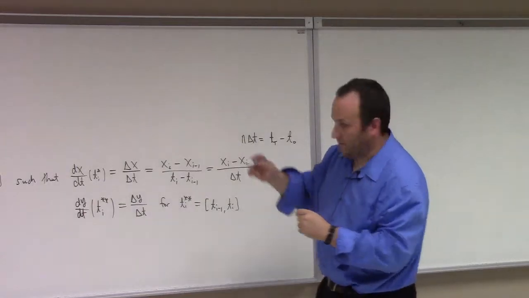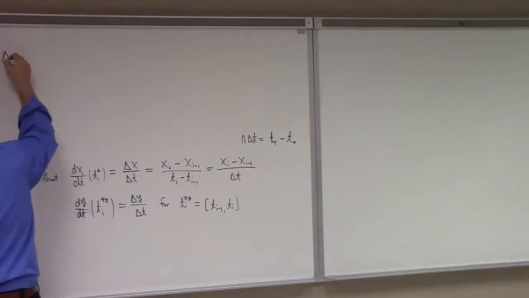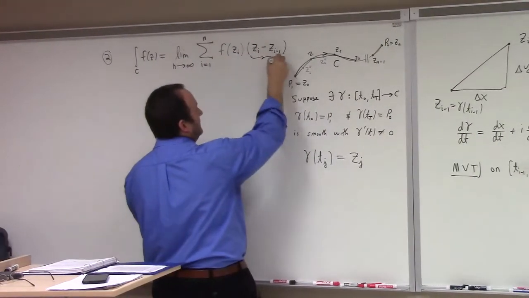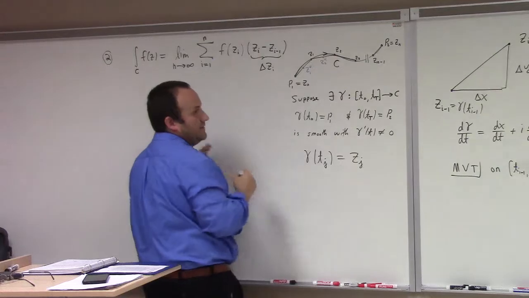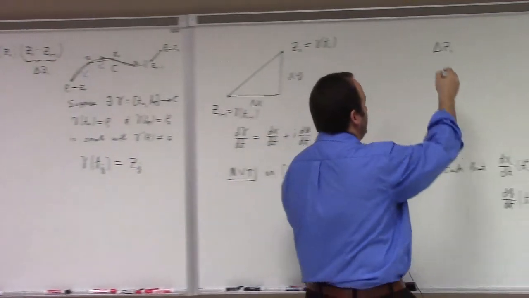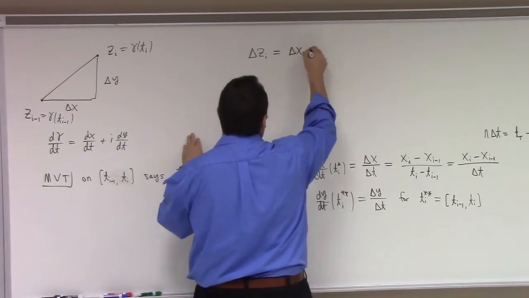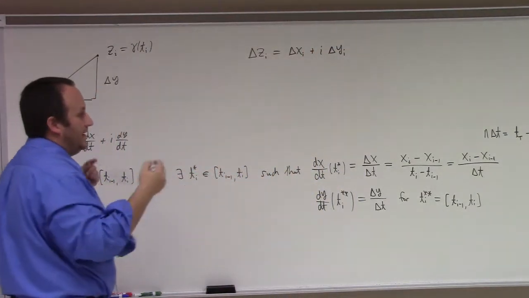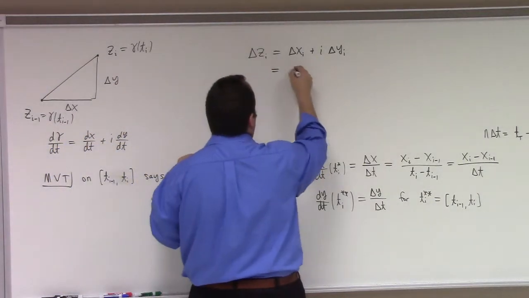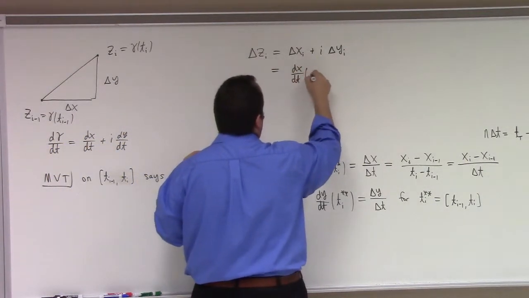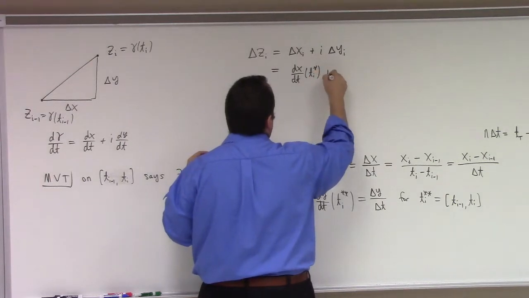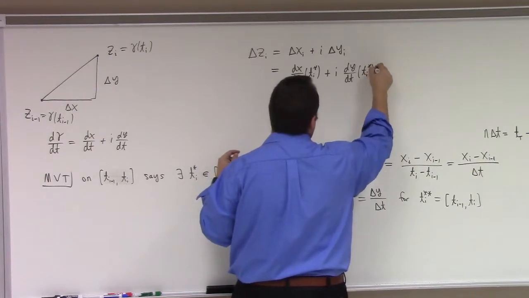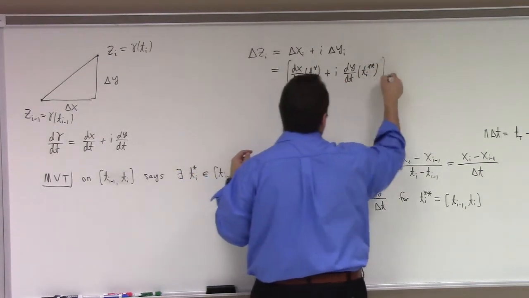And so, in summary, what we have is that we can look at our delta z_i, which I'm going to denote right here. We can take delta z_i and write it as, of course, delta x_i plus i times delta y_i, right? And then by the mean value theorem, we can rewrite that as dx/dt at t_i star plus i dy/dt at t_i star star, all times delta t.